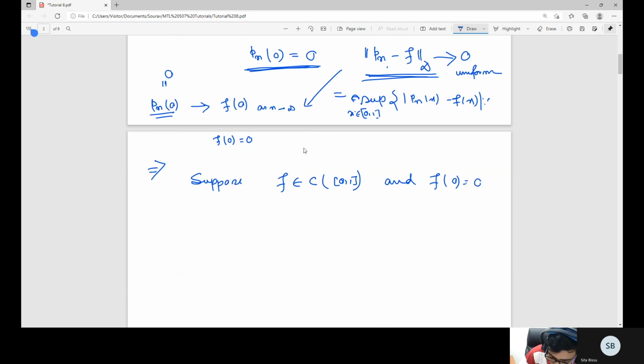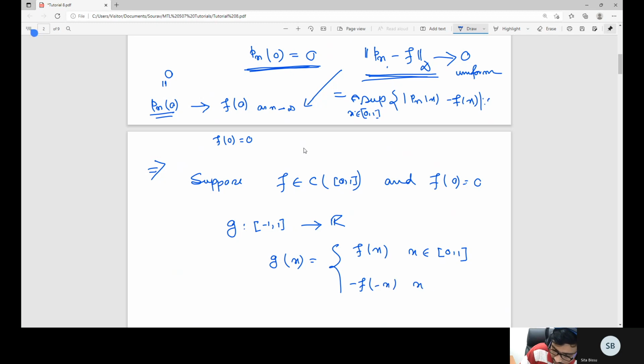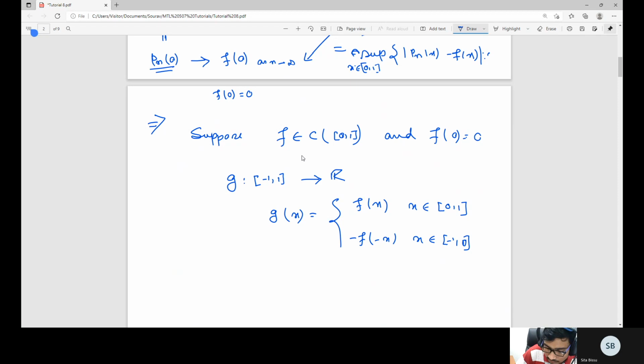Now we define another function g from [-1, 1] to R by g(x) equal to f(x) whenever x belongs to [0, 1], and -f(-x) whenever x belongs to [-1, 0], right? Now see, you have a function g. Your g(x) is equal to f(x) in [0, 1], therefore it is continuous in this set.